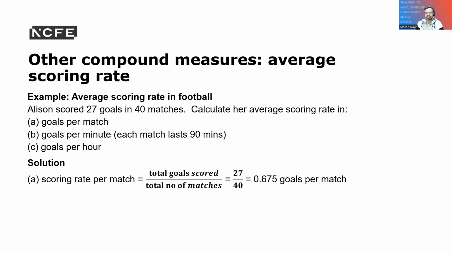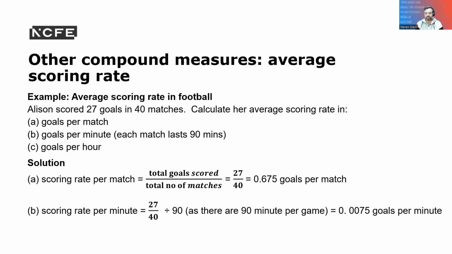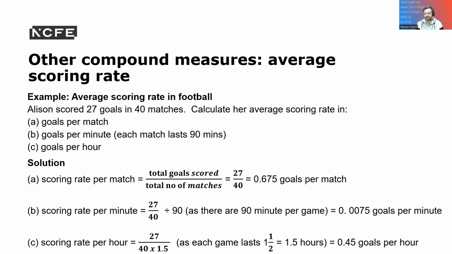Solution then, scoring rate per match would be the total goals scored divided by the number of matches. So that's 27 divided by 40 equals 0.675 goals per match. The scoring rate per minute would be then the 27 divided by 40 divided by 90, as there are 90 minutes in the game. So that's 0.0075 goals per minute. And scoring rate per hour would be the 27 divided by 40 times 1.5, as each game lasts for 1.5 hours, that equals 0.45 goals per hour.